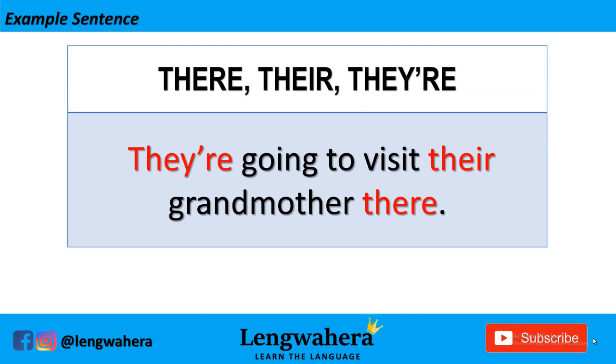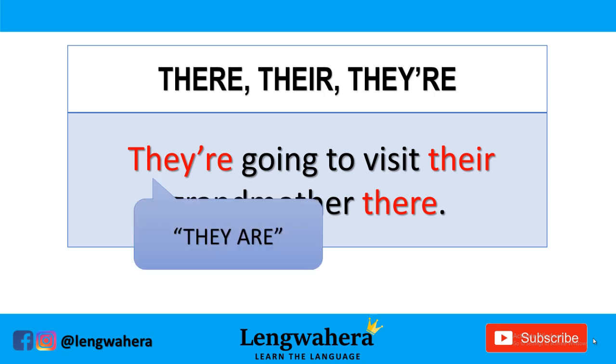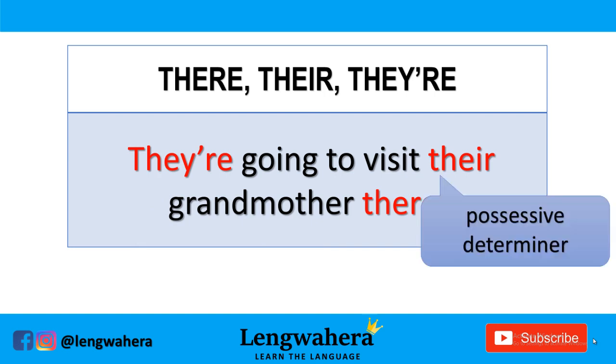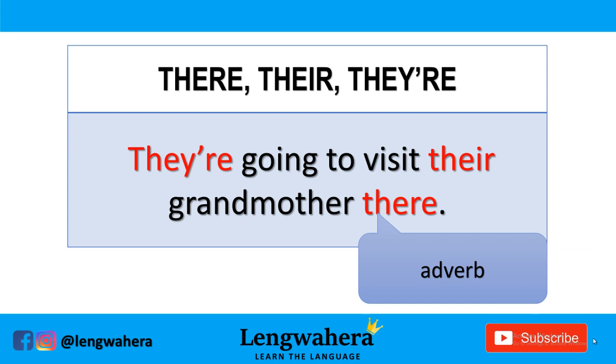And if we infuse all of the words together in one sentence, this is an example. They're going to visit their grandmother there. The first highlighted word is the contraction of they are. The second one is the possessive determiner. And the last one is the adverb.